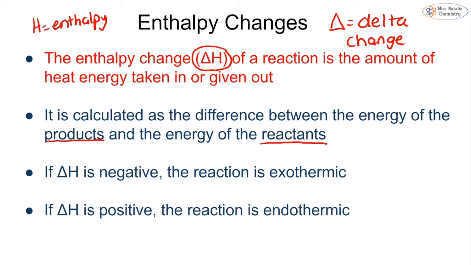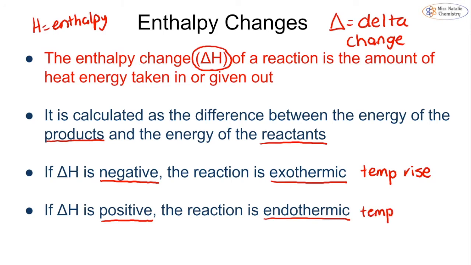If our delta H value has a negative sign in front of it, then it tells us our reaction is exothermic. So we are seeing our temperature rising. If our delta H value is positive, then our reaction is endothermic. So we see our temperature decreasing. So we can help figure out which sign is going to go in front of the delta H value by simply looking at what happens to the temperature.